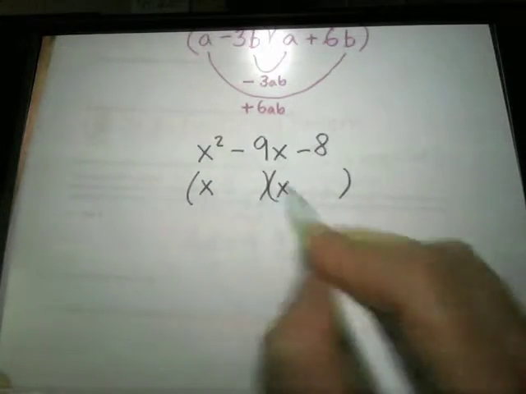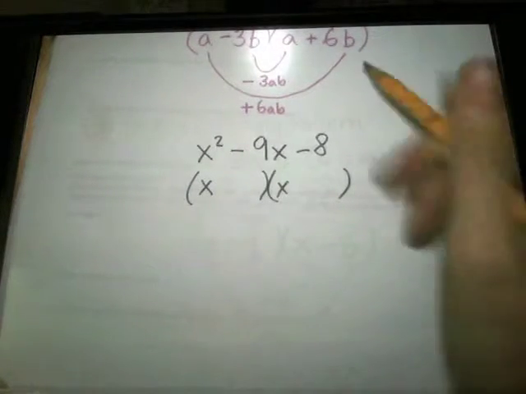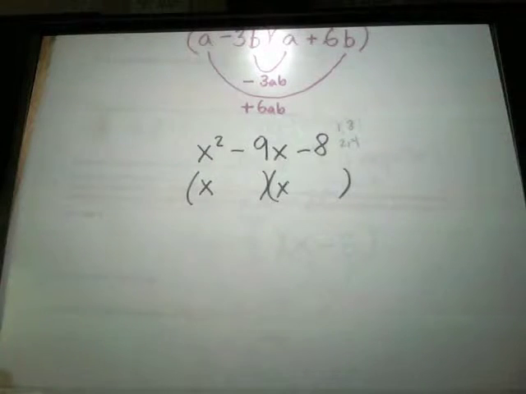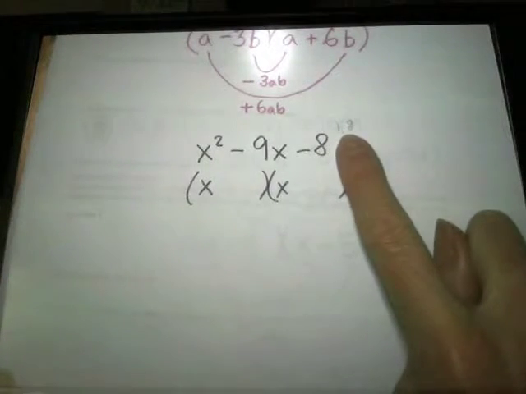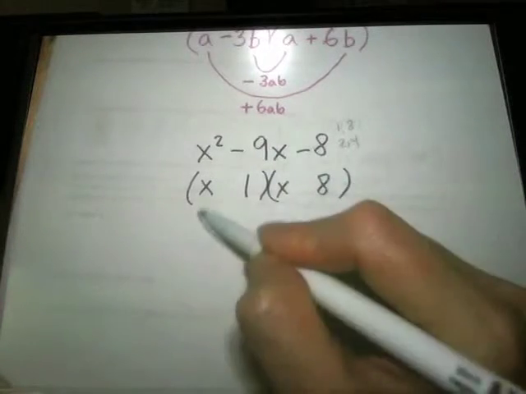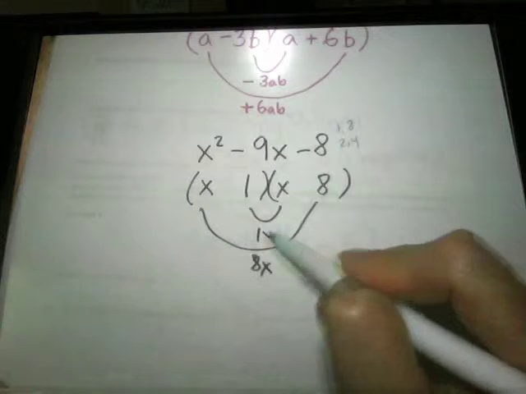So I know it's going to be x and x to get x squared. I look at my 8 and I start thinking of factors of 8, and I know 1 and 8, 2 and 4 are my only choices. And you look at it and you go, oh, 1 and 8, that would make 9. Let's try it. 1 and 8. x times 8, 8x, 1 times x, 1x.